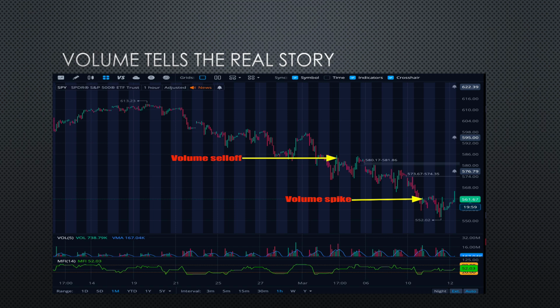Also note that broken support around 576 will likely become resistance on any recovery attempt. What traders call polarity or level flipping. Any retest of this level should be watched closely, especially with attention to volume patterns.